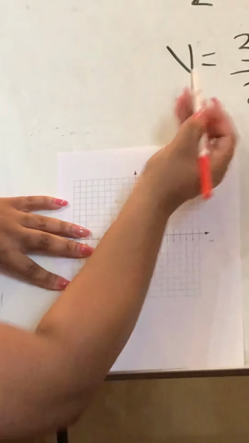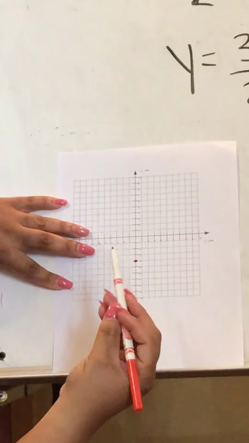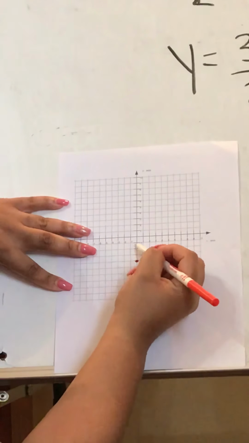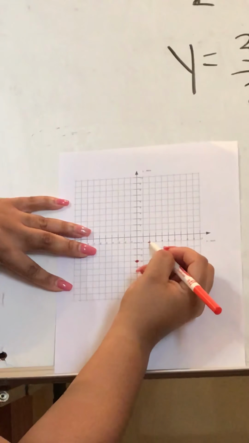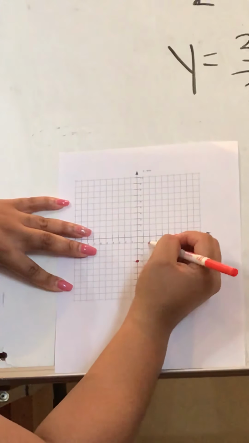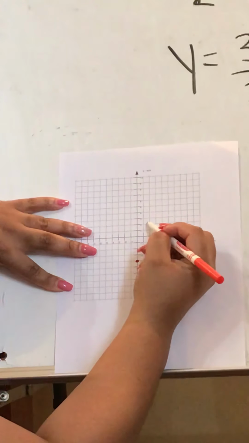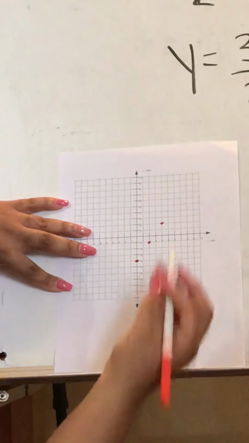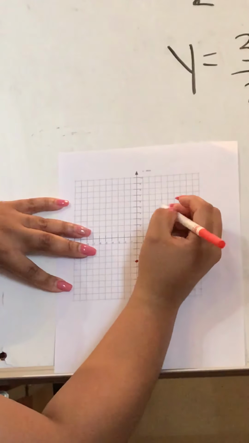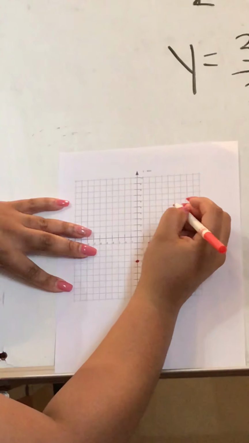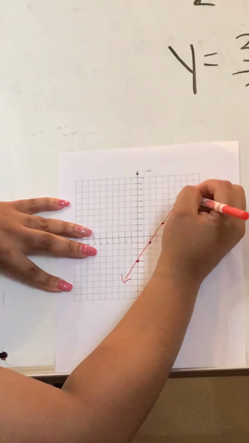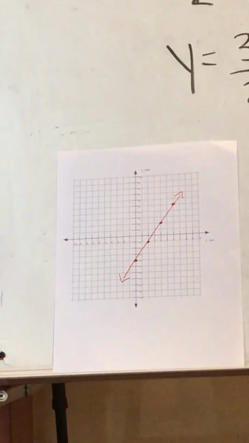From there, we're going to do the slope of 3 over 2, which means we're going to rise up 3 lines, 1, 2, 3, and run to the right 2 lines. Rise up 1, 2, 3, and run to the right 2 lines. Once you have some points, you can connect them.